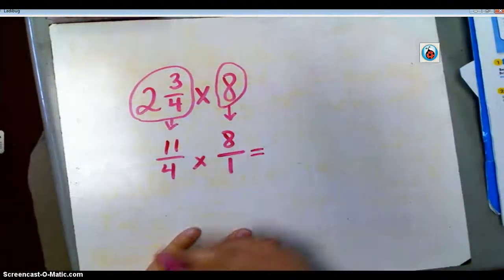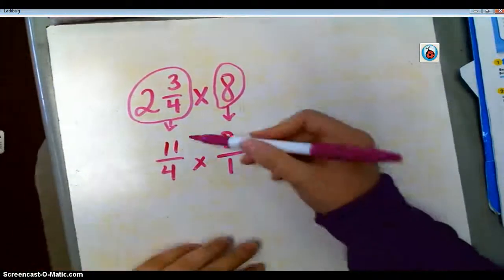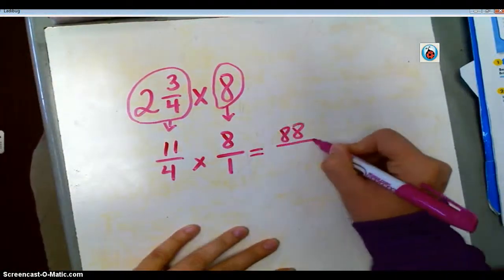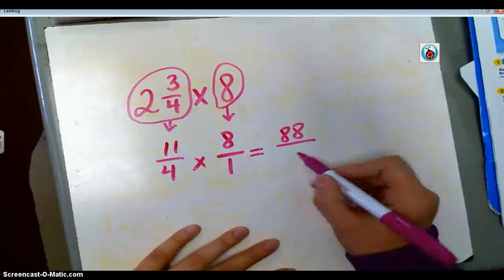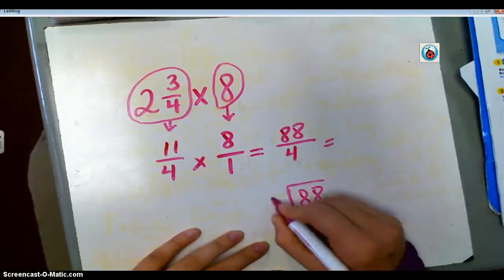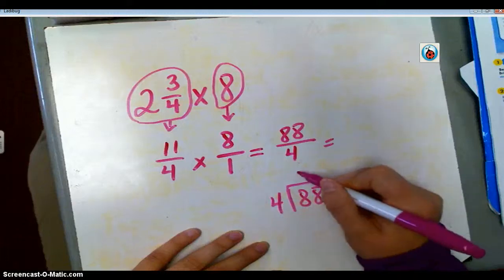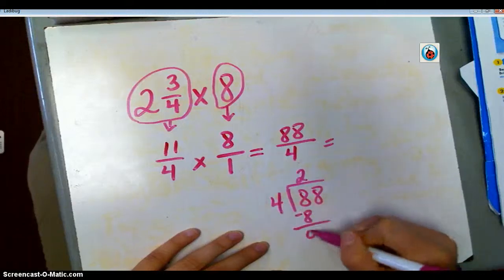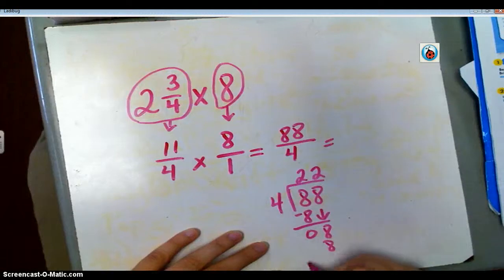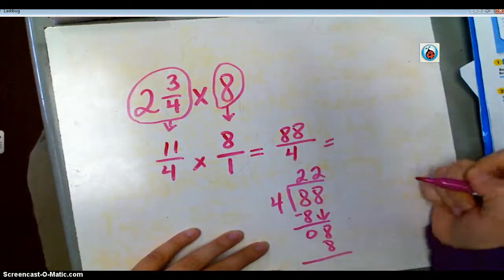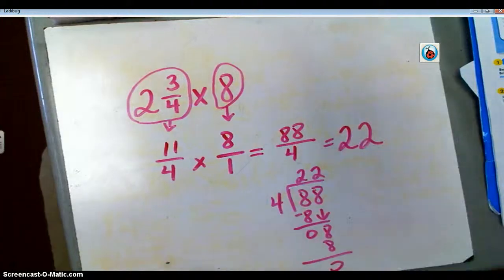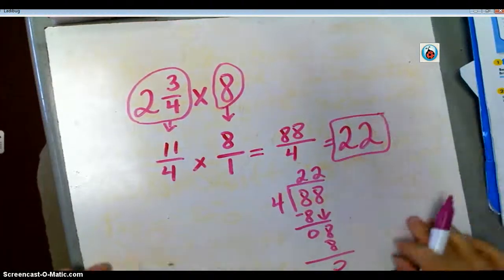So let's just do this the regular way. 8 times 11, fraction bar, 4 times 1. Okay, so let's take 88 divided by 4. 4 goes into 8 2 times. So what's my answer? 22. That's my answer.